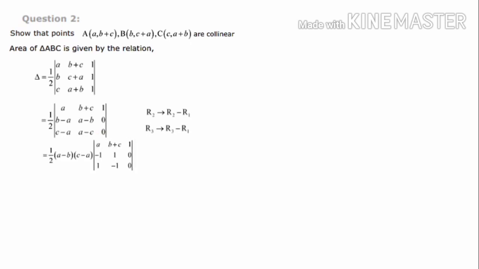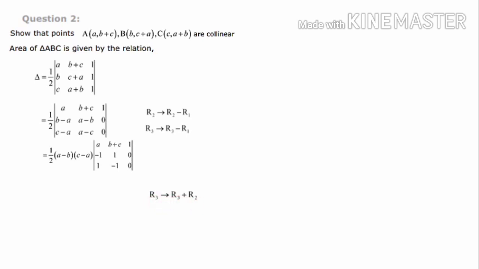Again, we have to go for taking the common factors. In row R2, a minus b is common. And in R3, there is c minus a or a minus c. I am taking c minus a outside. So 1 by 2 into a minus b into c minus a. First row remains the same, a, b plus c, 1. Next, b minus a is here, a minus b went out, so there is minus 1 balance. Next, a minus b outside, 1 balance. 0 remains the same. Next here, first element is c minus a outside, so there is 1 balance. a minus c is there, c minus a we have taken outside, so minus 1 is the balance. Last element 0.